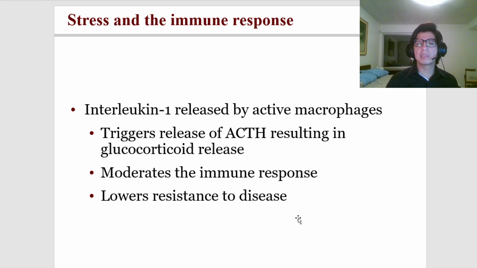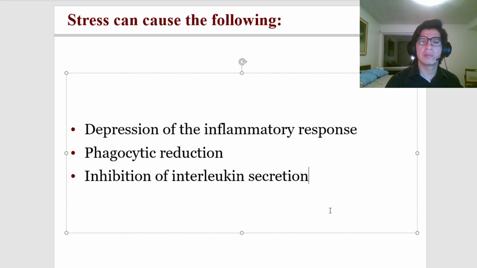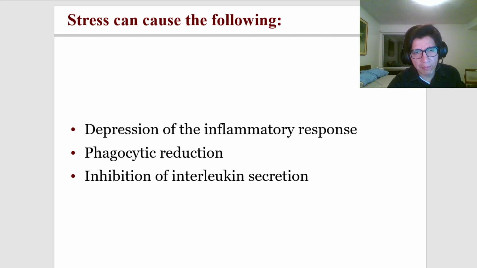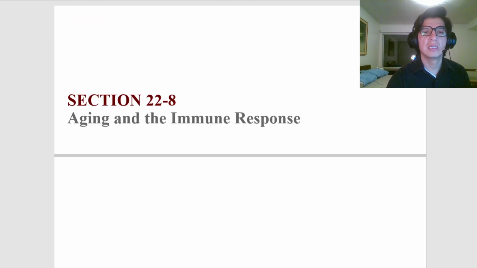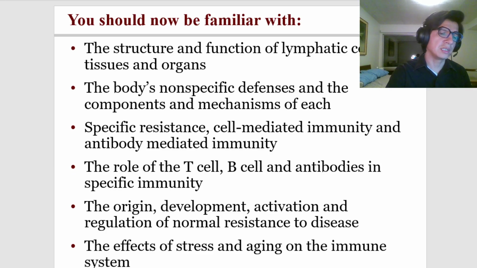Stress is going to mess with our immune system. Having a prolonged stress response is going to affect our immune system. Let's just leave it at that. These are some of what could happen: depression, the inflammatory response, phagocytic reduction, inhibition of interleukin. Aging, just like stress, if you age, your immune system is going to decrease its function.